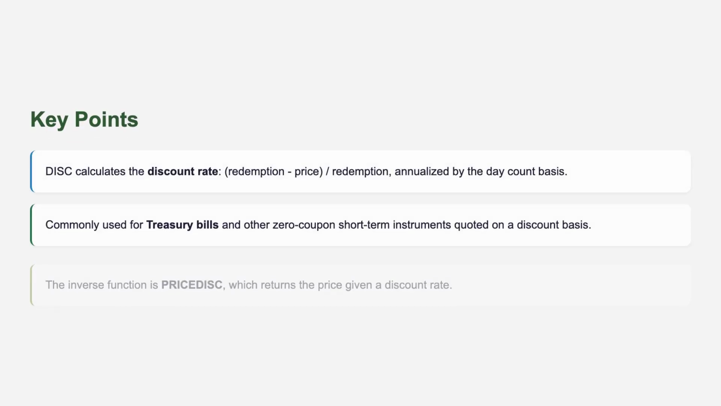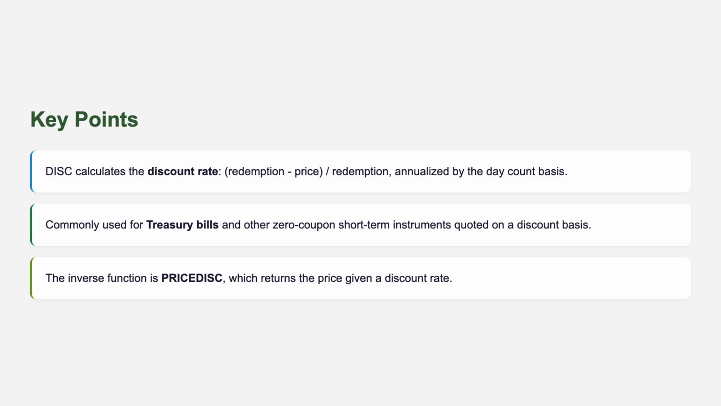Key points to remember. DISC calculates the discount rate as redemption minus price divided by redemption, annualized by the day count basis. It is commonly used for treasury bills. The inverse function is PRICEDISC, which returns the price given a discount rate.